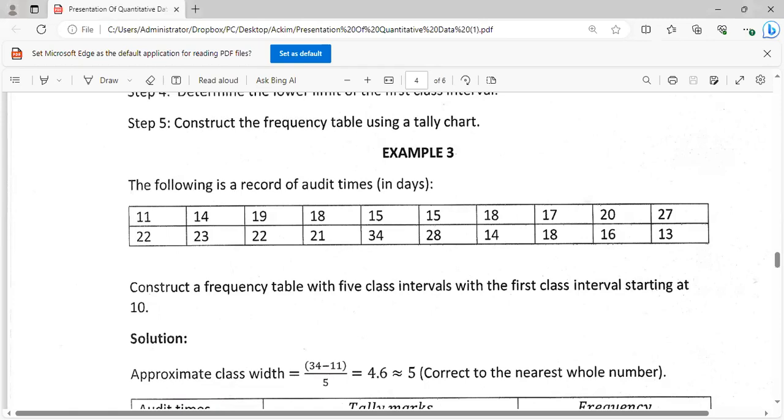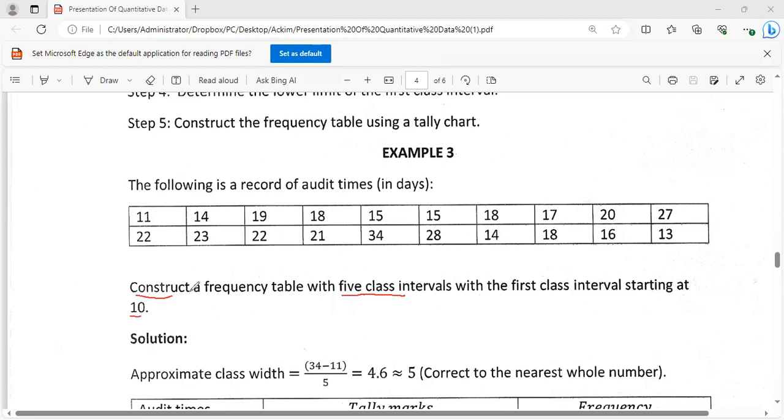Okay, so I'll start with this. What we have in this case, the first thing you do is look at what we've been told: the following are the record of audit times in days. So this is the time in days: 11, 14, 19, 18, and so on. And then they say construct a frequency table with 5 class intervals, with the first class interval starting at 10.